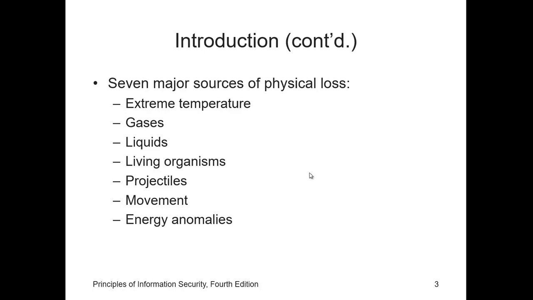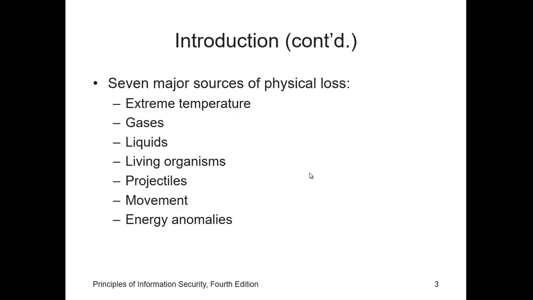There are seven major sources of physical loss. The first is extreme temperature, whether it's heat like a fire or cold, if it was very cold to the limit that it will freeze the equipment or devices that are working. Second, gases: war gases, commercial vapors, humid or dry air, suspended particles. All that will affect the machines if something like that happened within the building.